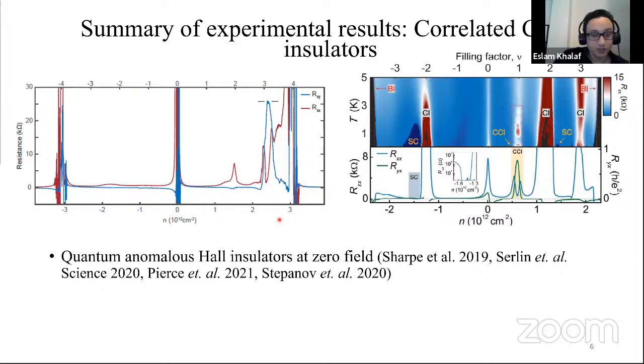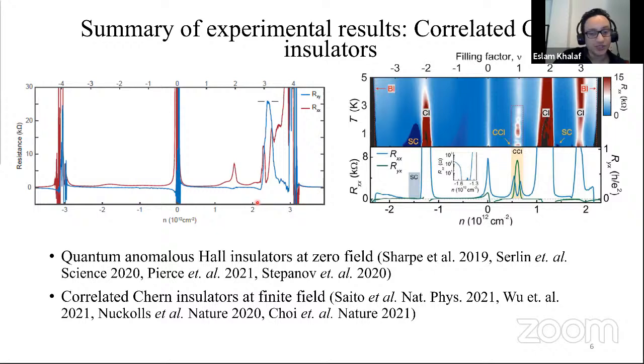And this has also been by now reproduced in several samples by several groups. This is also the result from the Barcelona group. And furthermore, even in samples which do not show this behavior, it was shown that by applying a small out-of-plane magnetic field, you can actually stabilize this phase. So even if you cannot see this phase without a magnetic field, you can apply a small magnetic field and observe it. So the observation of these correlated Chern insulators or quantum anomalous Hall states, which are essentially analogs of the quantum Hall effect but without a magnetic field, without explicit time reversal symmetry breaking, is in a sense also a robust feature of most of the samples.